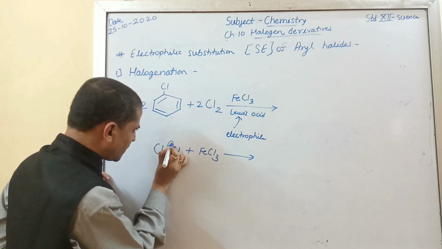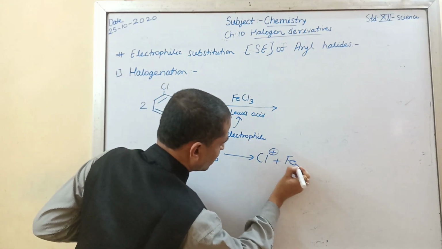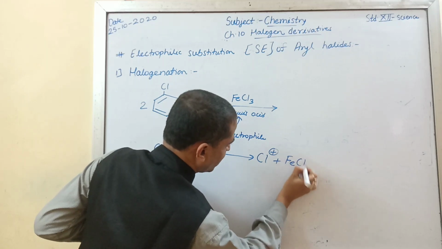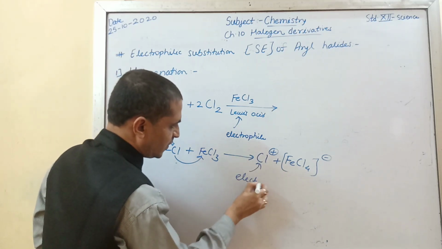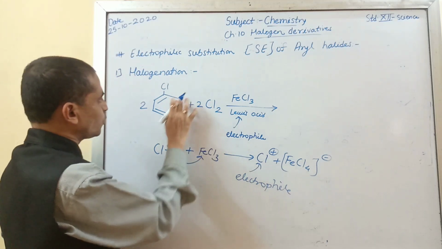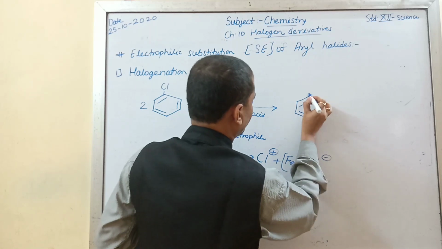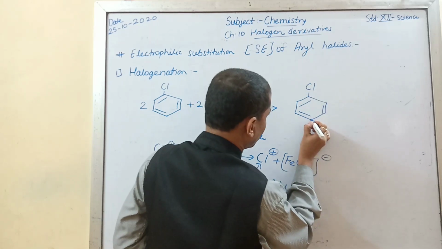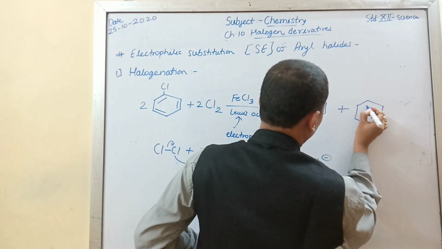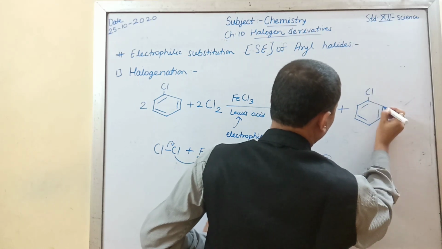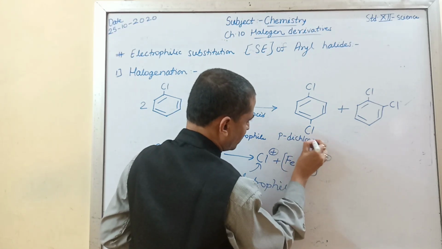So this will happen. Here you get Cl plus and FeCl4 minus. So this acts as what? Electrophile, and the electrophile attacks the ortho position and para position. So what is the product? Here you get chlorine, chlorine, and chlorine, chlorine. Its name is what? Para-dichlorobenzene.